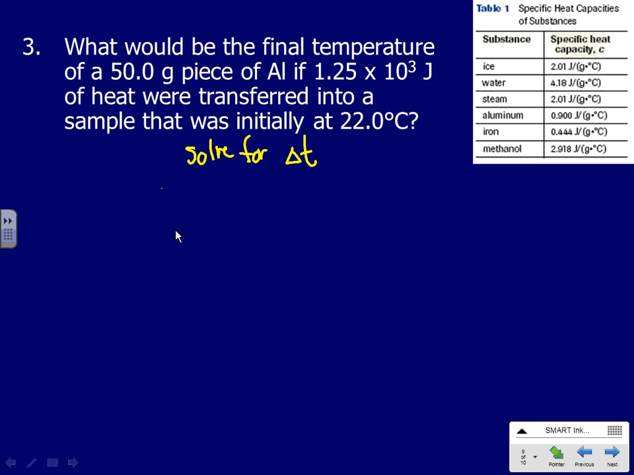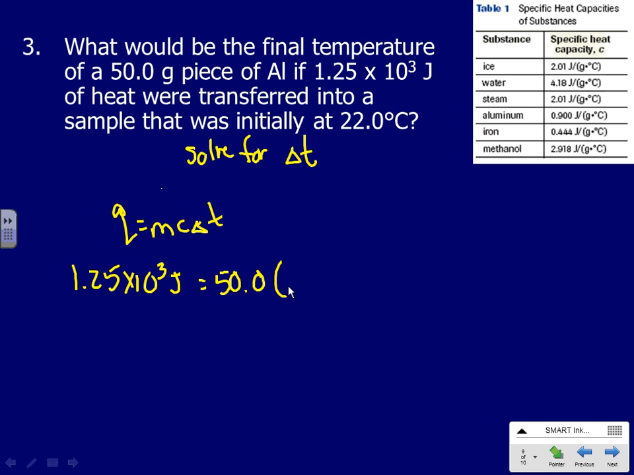So that's a little bit of a trick. You could put in T2 minus 22 and rearrange and solve, but you could find the delta T and apply it to that. That works as well. Q equals MC delta T. We've got 1.25 times 10 to the 3 joules. The mass is 50 grams. We've got aluminum, so we can check our table, 0.900. And delta T, if we divide off both of those, what do we get for a delta T?